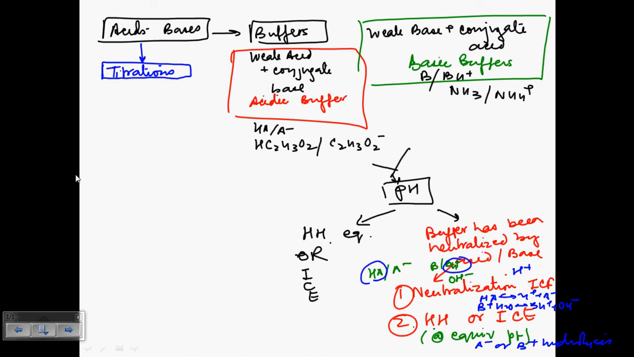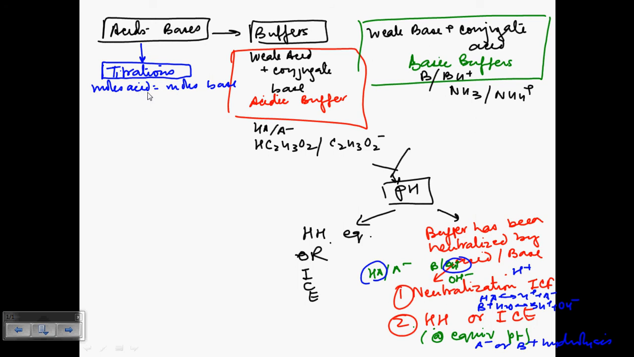Endpoint is where the indicator changes color. Equivalence point is where moles of acid become equal to moles of base. An indicator is a weak acid or base that changes color around the endpoint. Because indicators are weak acids and bases themselves, you do not want to add too much of them.